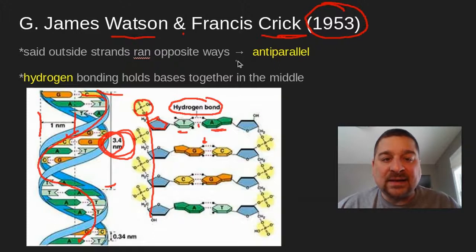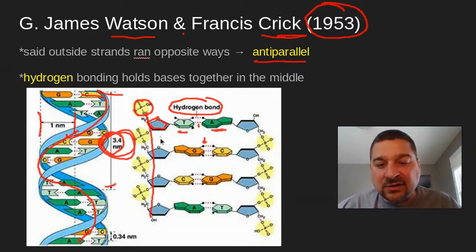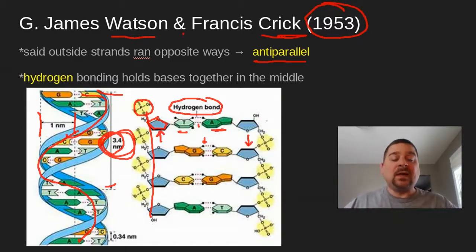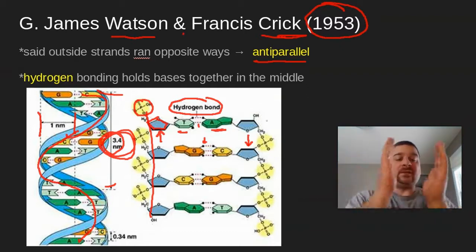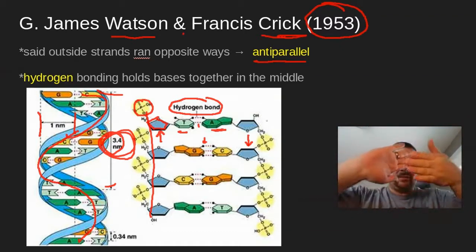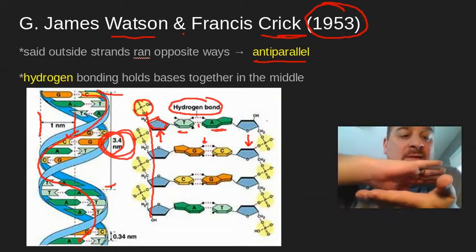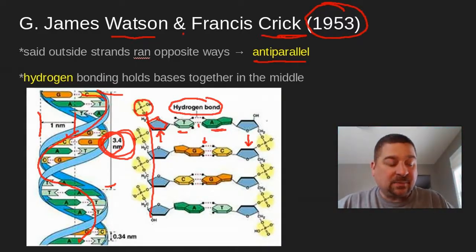They also said that it is anti-parallel. So these 2 strands, you see the sugars, the oxygen end is pointing up over here. Over here it's pointing down. They said in order for this to work, the 2 strands have to run in opposite directions. So they're not running the same way, they're running in opposite directions, and so they're anti-parallel.